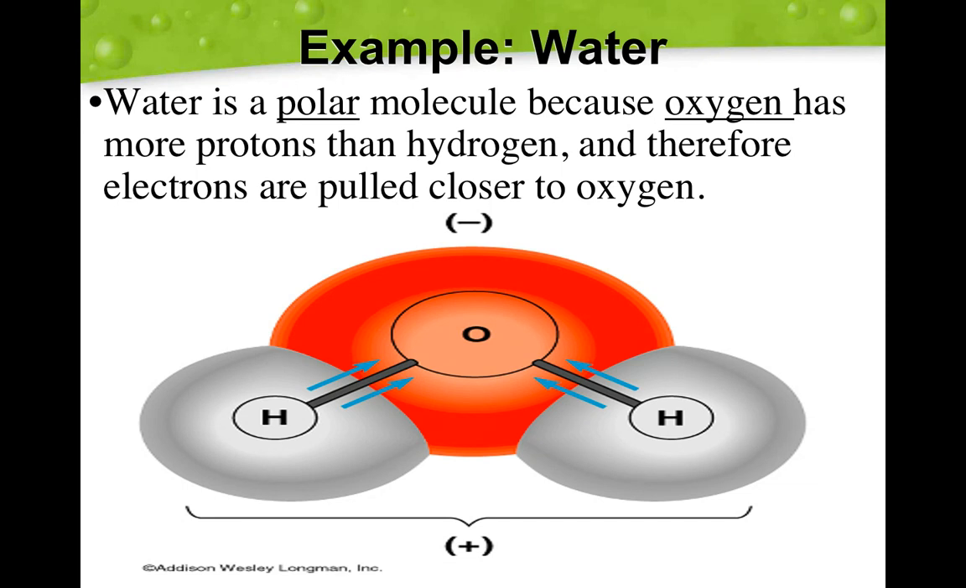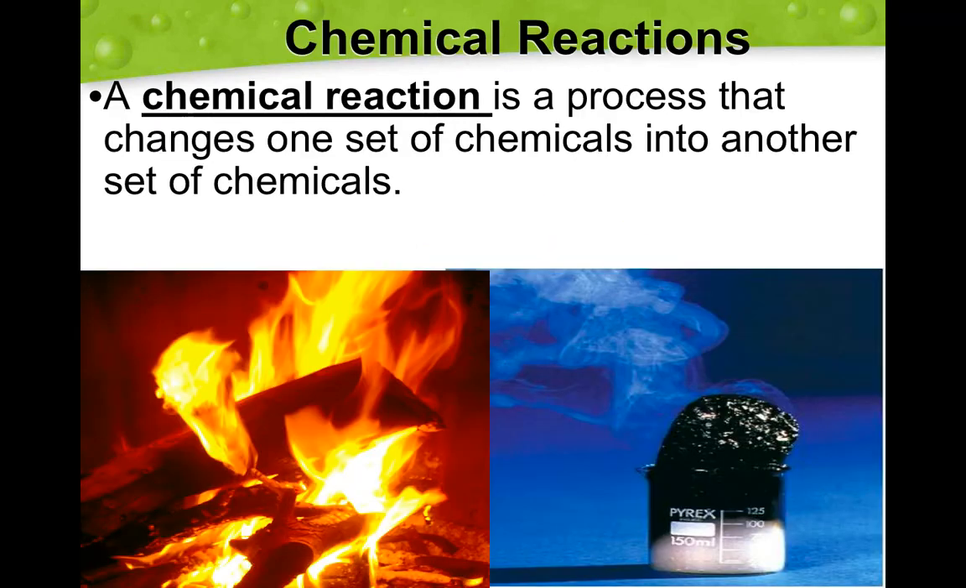Oxygen has more protons than hydrogen does. So oxygen pulls the electrons in the covalent bond more strongly than the hydrogens do. So the electrons move closer to the oxygen, and the oxygen end of the molecule becomes slightly negatively charged. The two hydrogen atoms become slightly positive because the electrons are moving away from them. I'm going to come back to that fact that water is polar in another lesson.